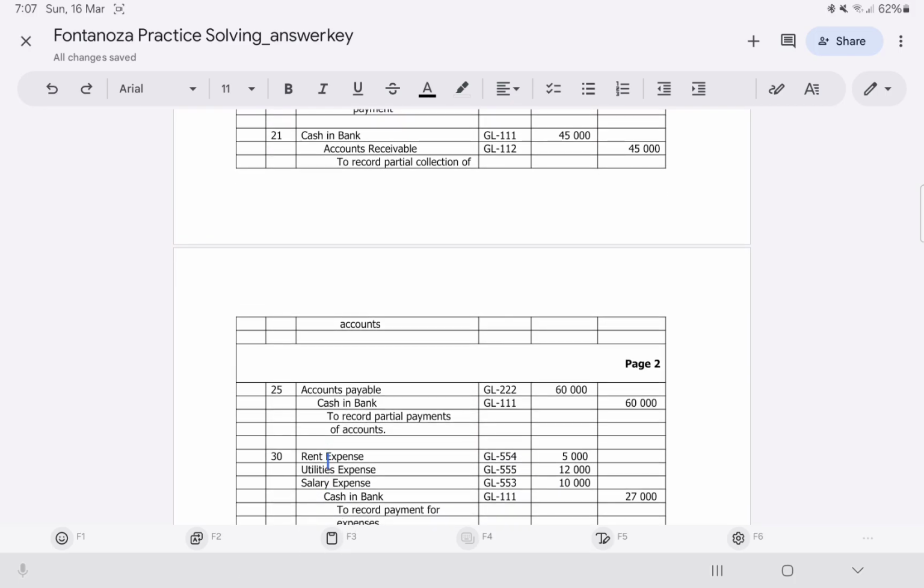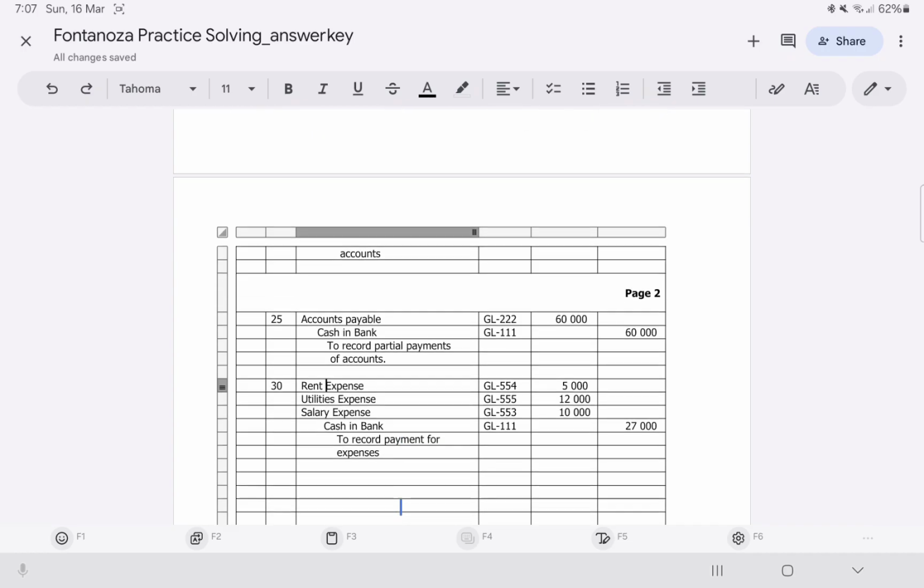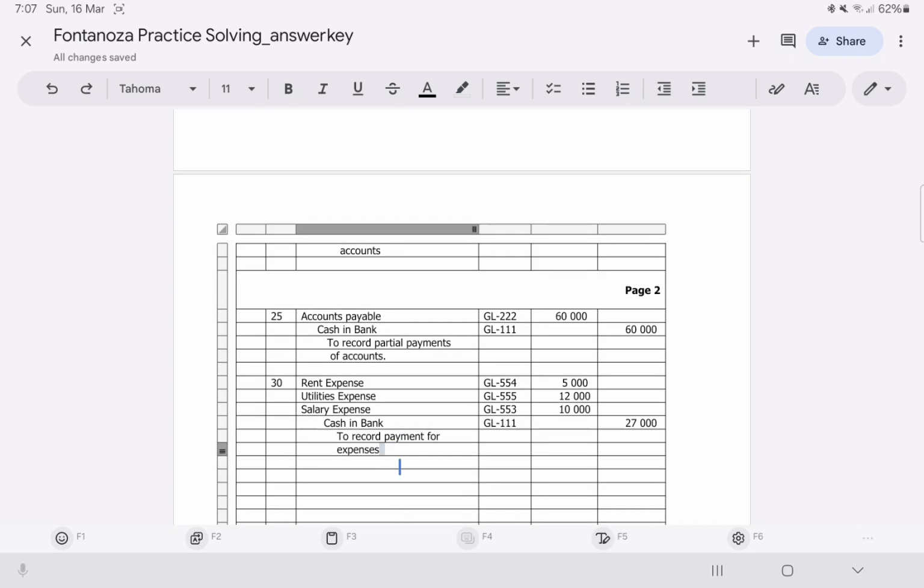Okay, so debit rent expense on March 30, GL 554, 5,000; utilities expense, GL 555, 12,000; salary expense, GL 553, 10,000. So cash in bank is our credit, GL 111, 27,000, to record payment for expenses. Okay, so 27,000.